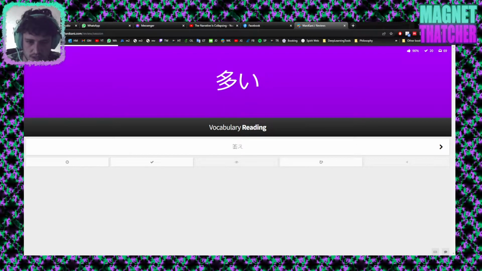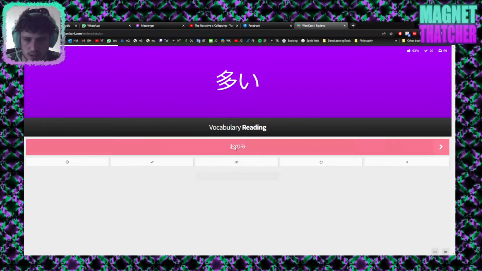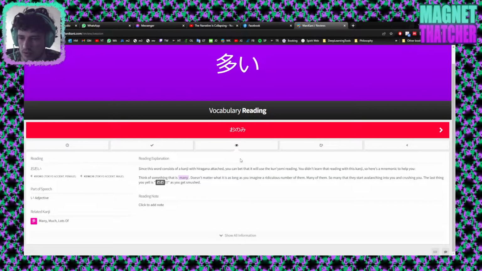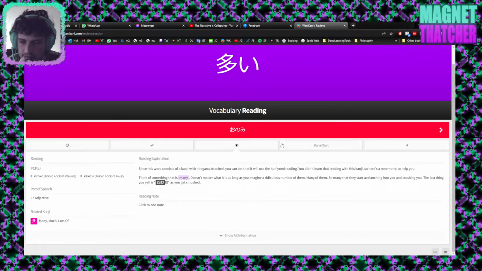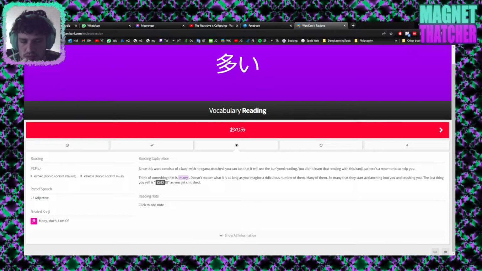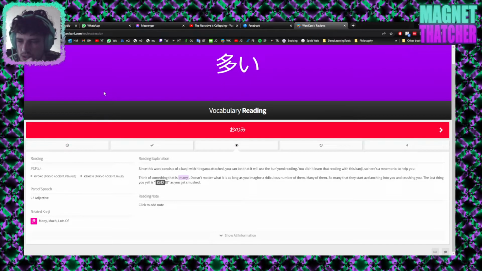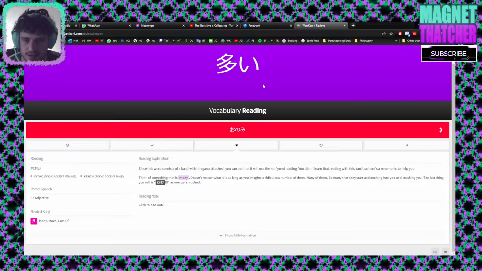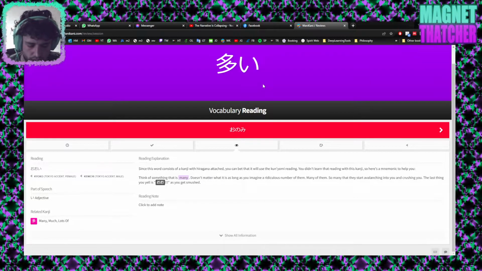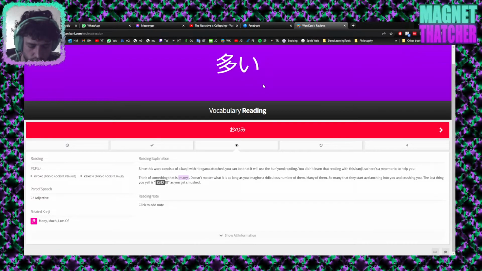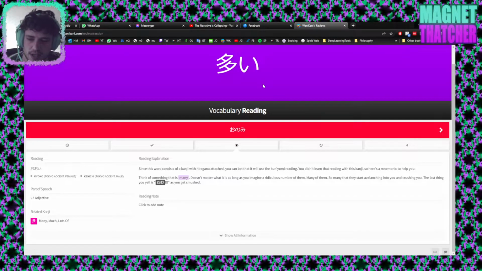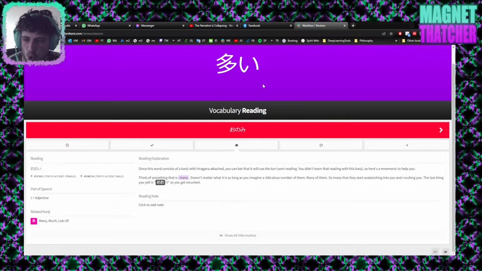Oh, but it wants the kunyomi. Oi. Okay, so this means many, and then as an adjective it's oi. So this by itself is ta. When it's by itself, it'll take the Chinese or the onyomi reading, which would be ta. But when it's got this hiragana attached, it takes the Japanese reading, which is oi.